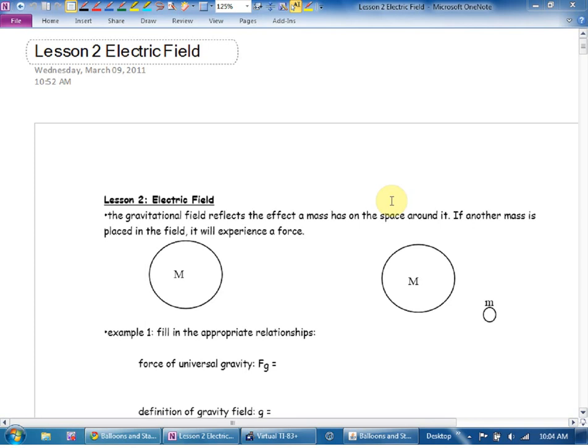Now, we said we measure charge in coulombs. One coulomb is huge. One coulomb is so big it would probably kill you if it shocked you. So usually we use microcoulombs. That was that symbol mu, times 10 to the negative 6th.